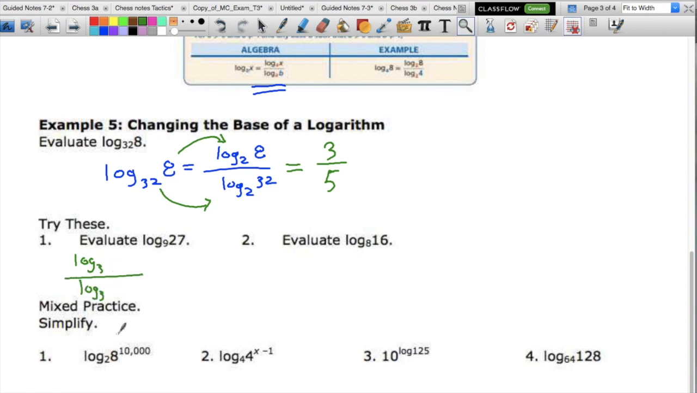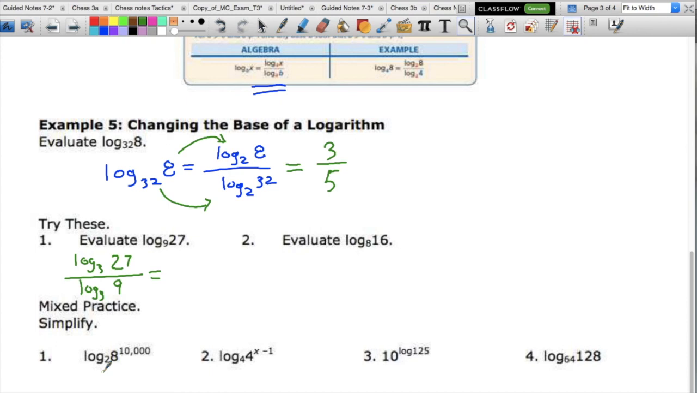Which one goes on top, which one goes on the bottom? 27 goes on the top and 9 on the bottom. So we say 27 up here, log base 3 of 27, and 9 down here. I chose base 3 because I see 9 and 27. I'm thinking 3 is going to go into both of those.